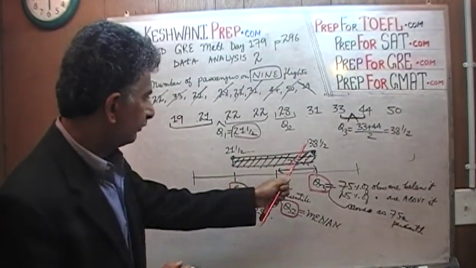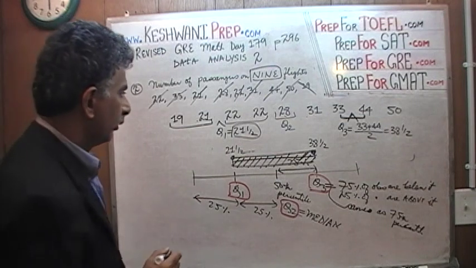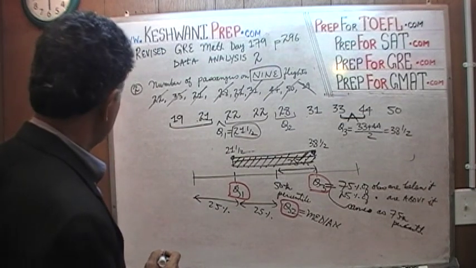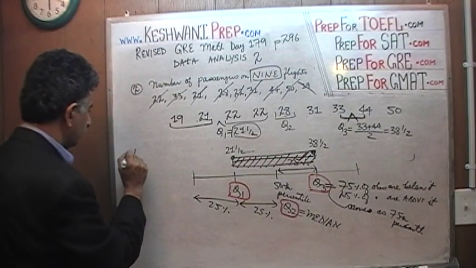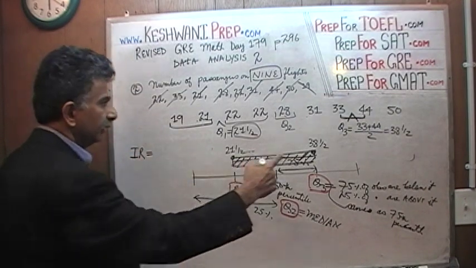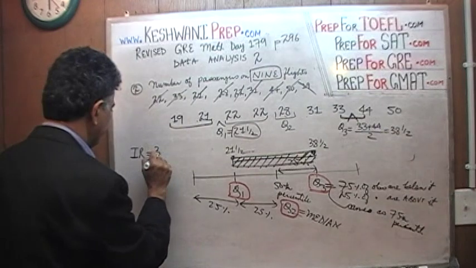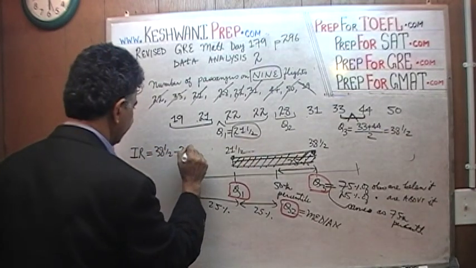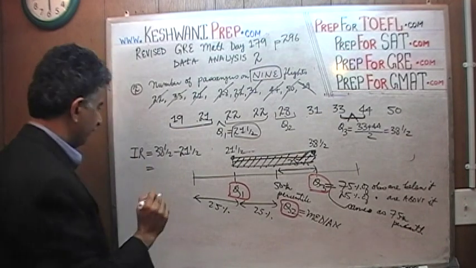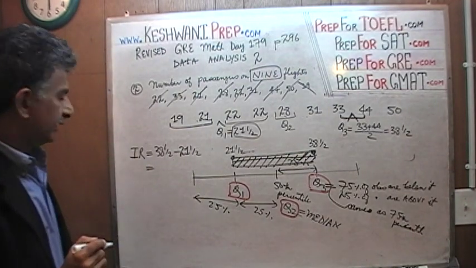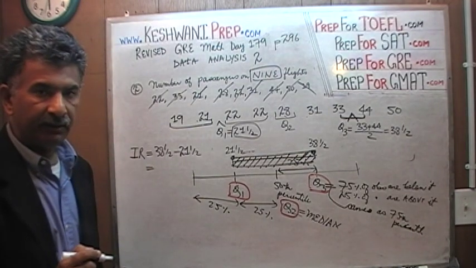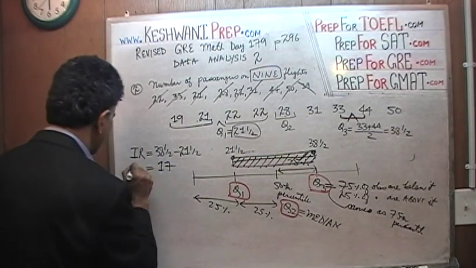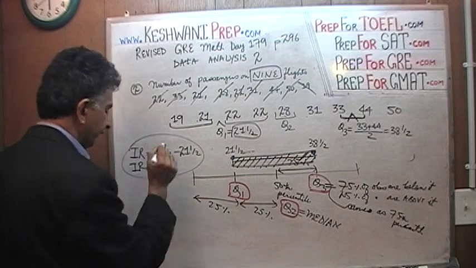The difference between these two is your interquartile range. Therefore, the interquartile range here is going to be 38.5 minus 21.5, which is the same as 38 minus 21. 38 minus 20 would have been 18, so it's just 17. That's your interquartile range. That's it.